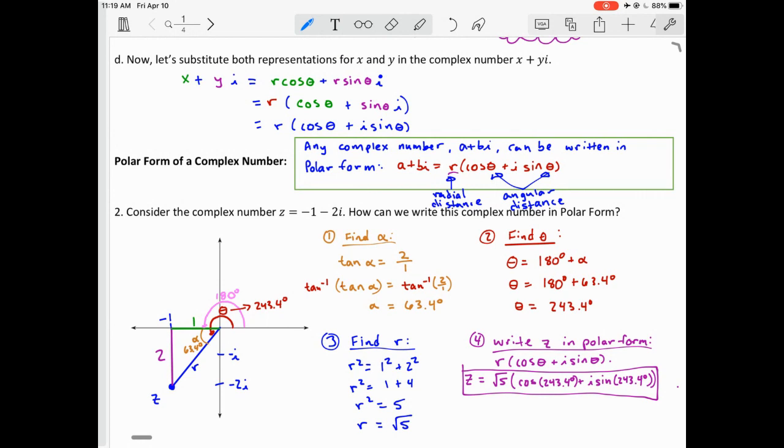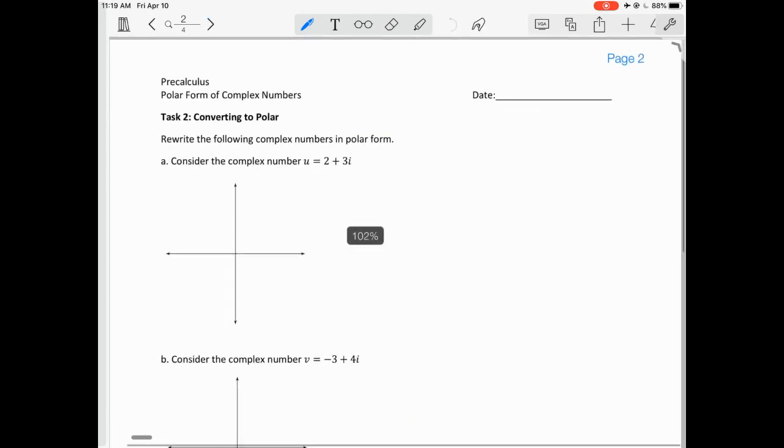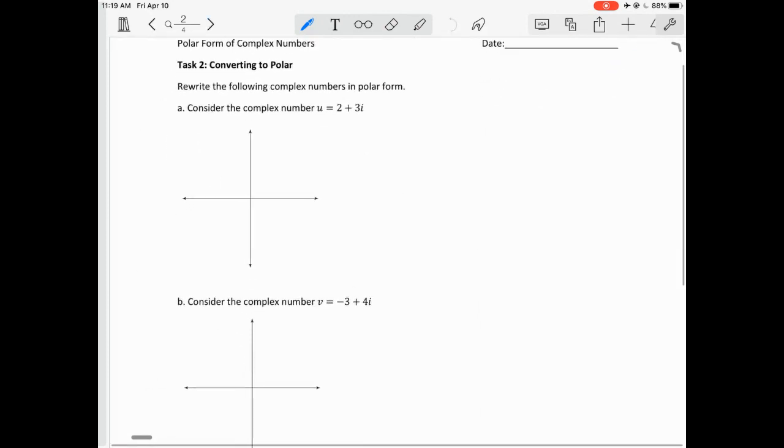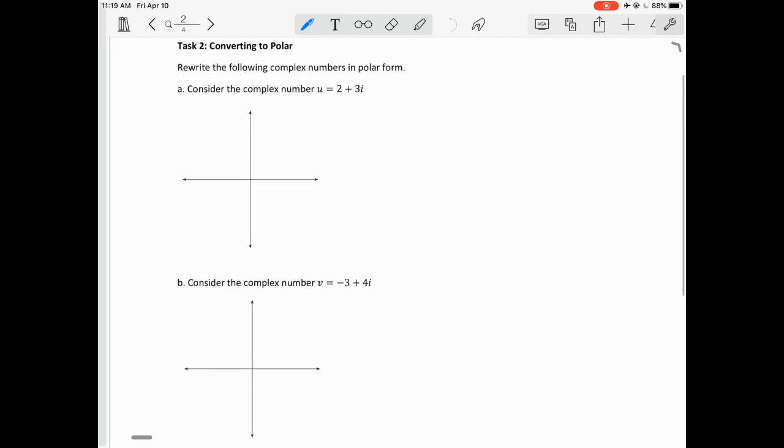So I'm going to give you a chance to do a couple of these as examples. In task 2, just to get used to this process, take a few minutes, pause this video, and convert both of these numbers, u and v, to polar form. I recommend drawing it on the graph to give yourself a chance to actually visualize what this looks like and draw the angles.